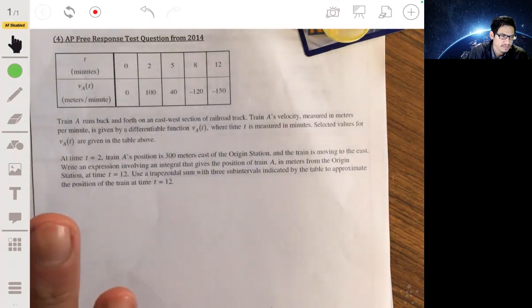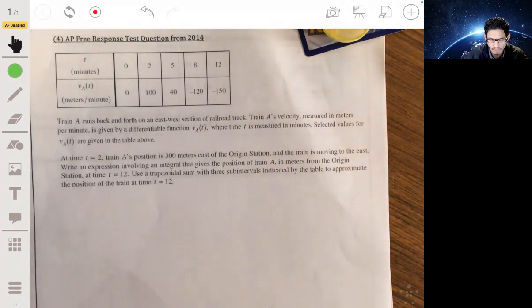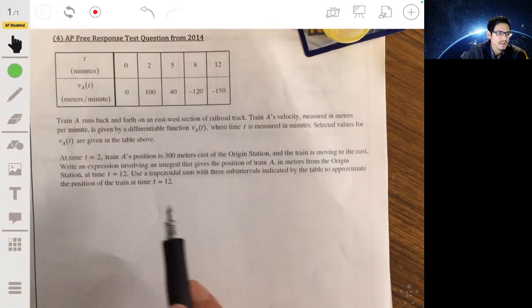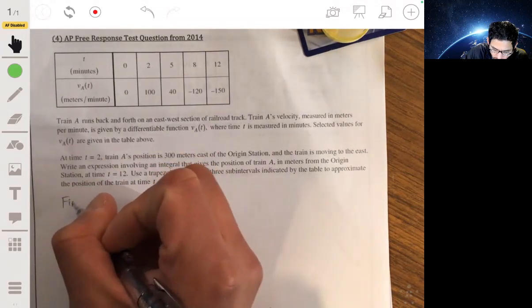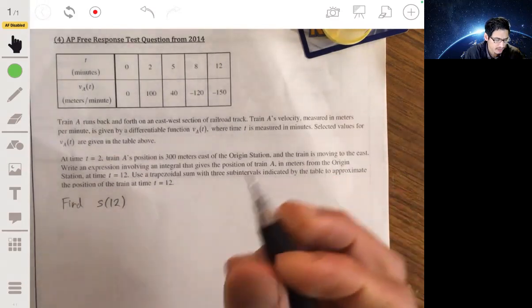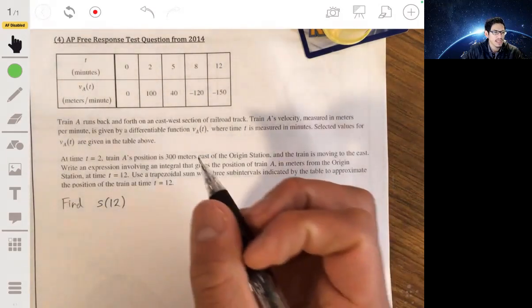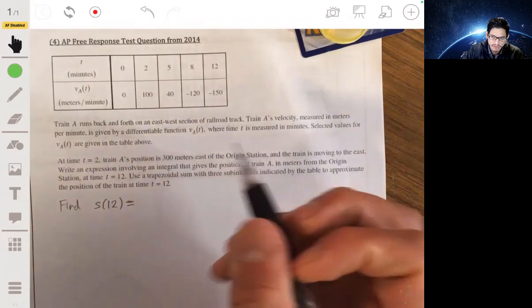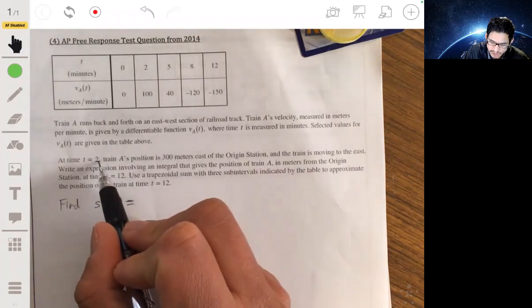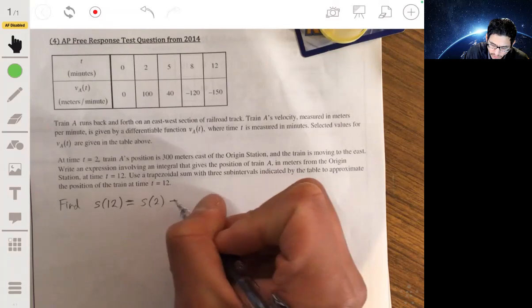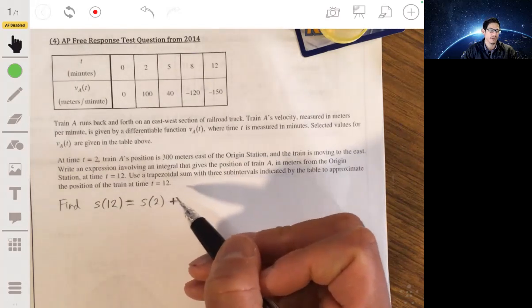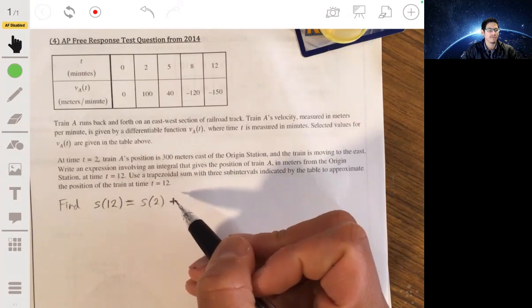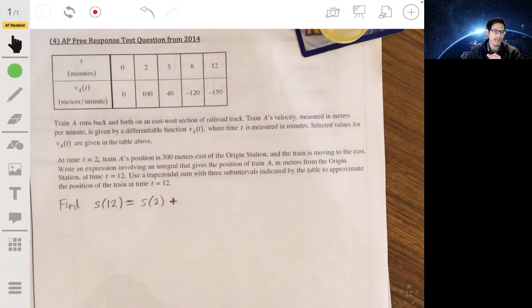Let's first make sure we understand the difference between position and velocity, and how they're related. We want to figure out the position, so we want to find S of 12. That's our goal. S of 12 will be the starting position, S of 2, which was 300 meters east of the origin station at 2 minutes, plus however far it was displaced over that time period.